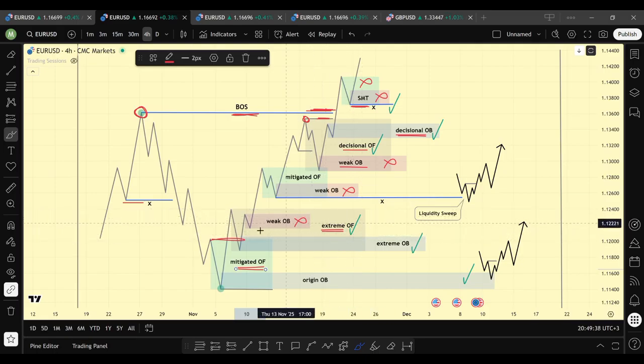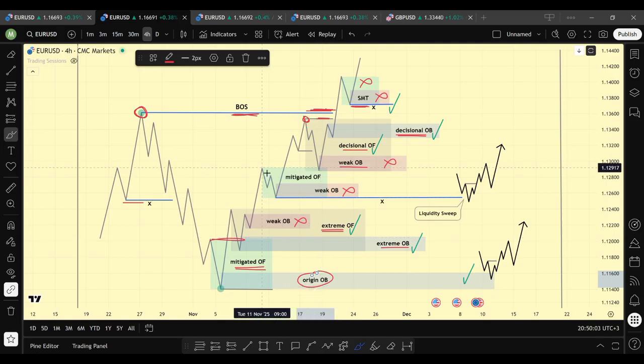And of course, the order block that will be on this order flow, I mean at the farthest end of this extreme order flow, is what we'll be calling the extreme order block. And the order block that will be left on this mitigated order flow, of course, maybe it will be left unmitigated, then that will be our origin order block. So now I can see that you are getting what I mean by the origin order block.